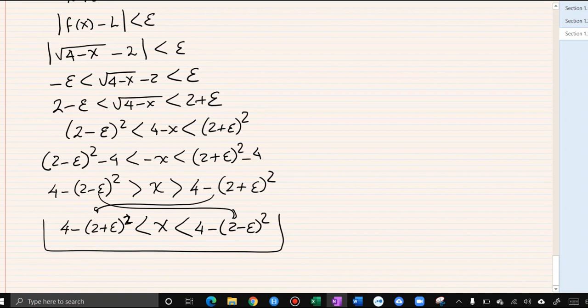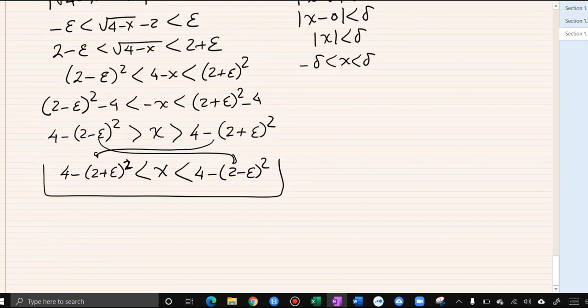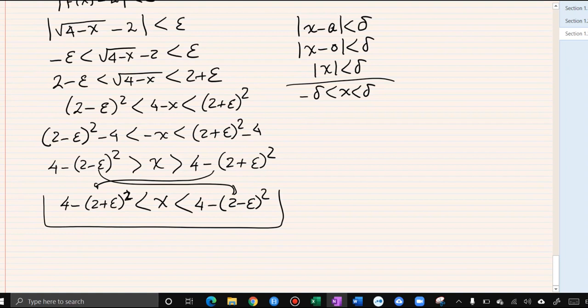The delta tolerance is much easier to work with, obviously, because it's independent of the function. Okay, so I'm just going to write that delta tolerance now. Absolute value of x minus a less than delta, and remember a is 0. A is the value that x is approaching. In this case it was 0, less than delta. Absolute value of x is less than delta, so x is between negative delta and delta. And there you go, we managed to solve for x.